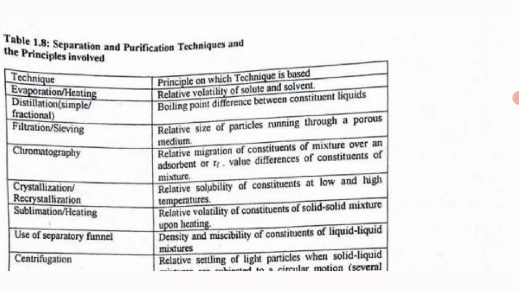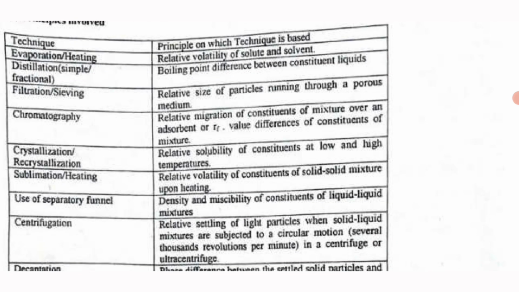We have filtration or sieving. This is based on the relative size of particles running through a porous medium. For example, when you pick sand, you may want to separate the clean sand from the stones. At the beach, they do it a lot. A lot of people may come and introduce stones, so they may once in a while filter or sieve the beach sand. Then we have chromatography, based on the relative migration of constituents of a mixture over an absorbent, or value difference of constituents of the mixture.